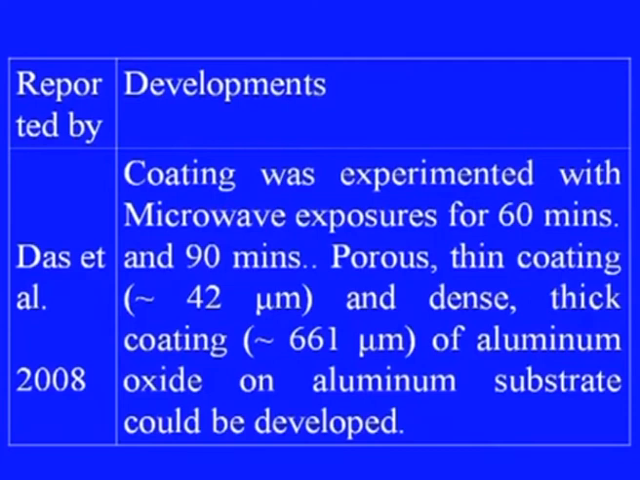One work is reported by Das and his co-researchers in the year 2008. They have reported coating with microwave exposures of 60 minutes and 90 minutes, which is considered to be quite high, and they obtained a porous thin coating of around 42 micron thickness, and a dense and thick coating of around 0.6 mm of aluminum oxide on aluminum substrate.